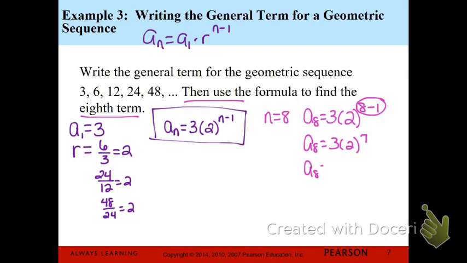And what do we do next? The exponent part. So I got 3 times, what is 2 to the 7th? And then multiply by 3. Say it again. 384. And so there's our 8th term in that geometric sequence.